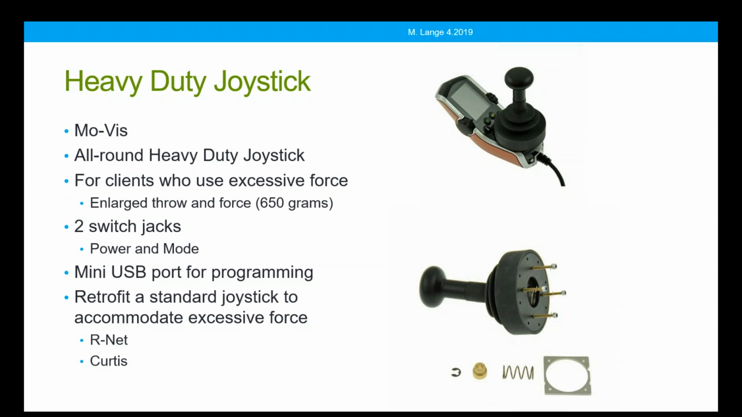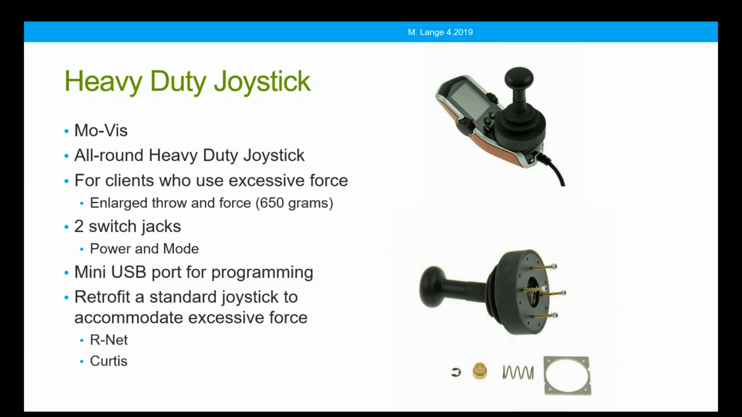One of the unique things about this heavy-duty joystick is it's retrofittable. So this can be placed on an Arnett or Curtis QLogic joystick and retrofitted, and does make it more durable so the client is not likely to break the joystick itself. It does include a mini USB jack on it, a port, to allow for programming through the Movis software. All the Movis products are configurable. We'll talk about those in a little bit.